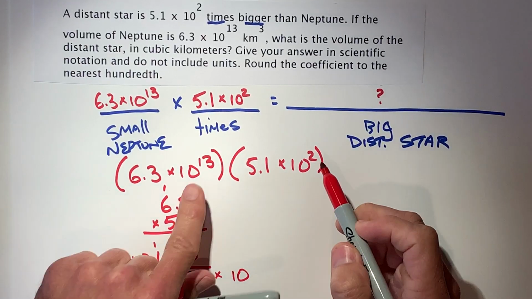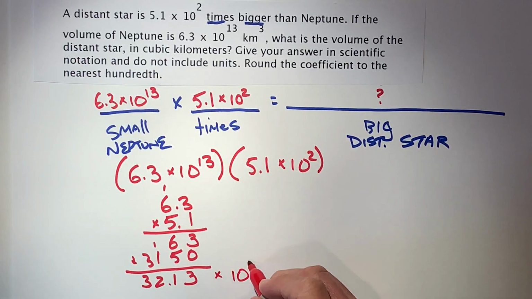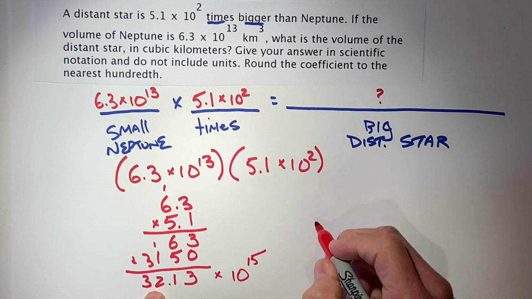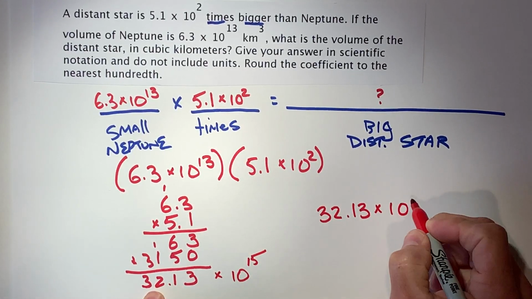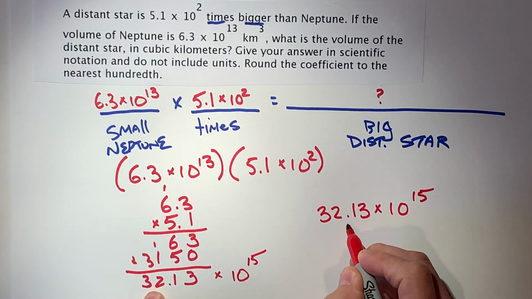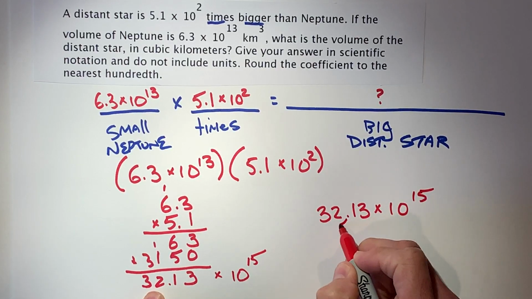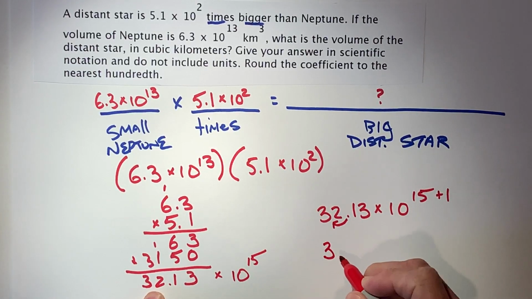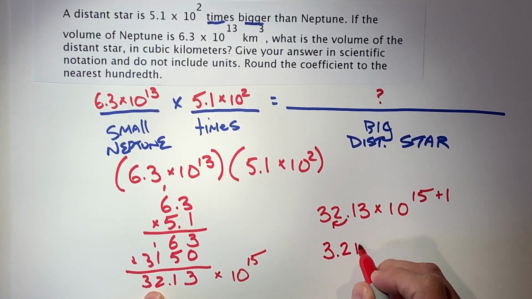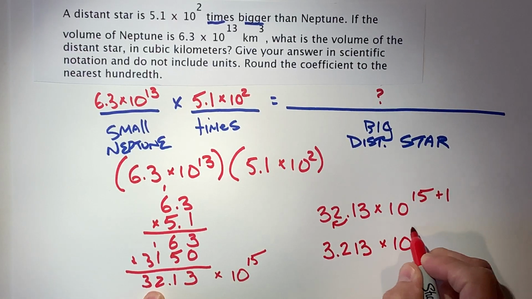And times 10 to the 13 plus 2 is 15th power. Now I'm happy with this, except that 32 is too high, so I'm going to rewrite it so that you can see it easier on the screen. I'm going to go left 1, up 1. So left 1 with my decimal and up 1 on my exponent, and I have 3.213 times 10 to the 16th.